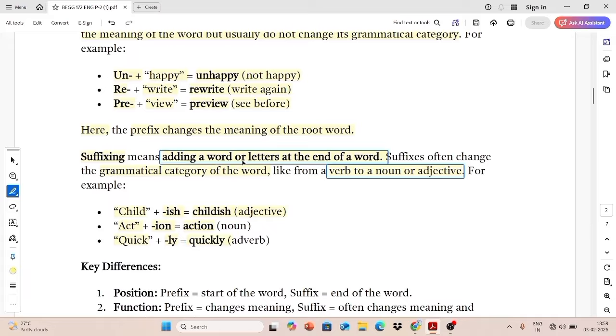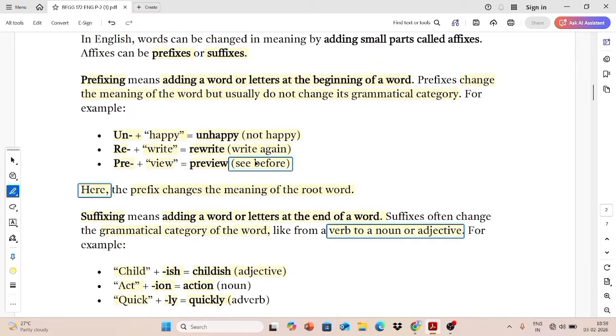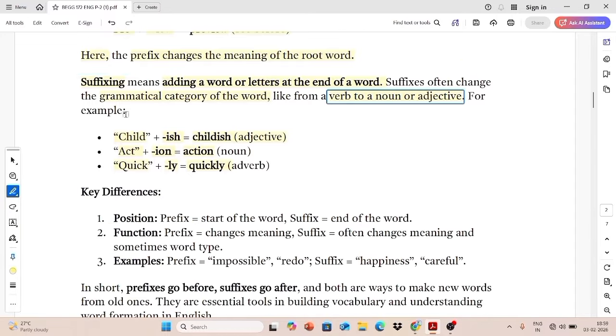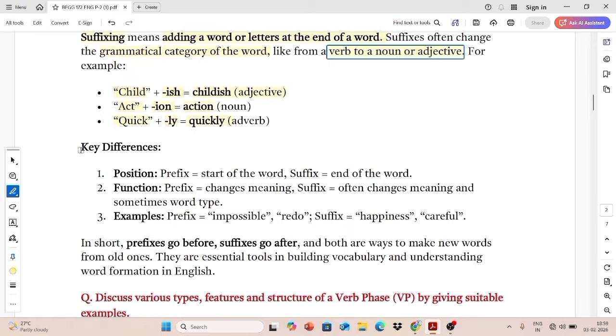So suffixes are those which can change the grammatical category of the word, and these are the words which are added after the words or after the letters. So what is the major difference between prefix and suffix? Prefix is before, suffix is after. Okay, let's see the key differences now.